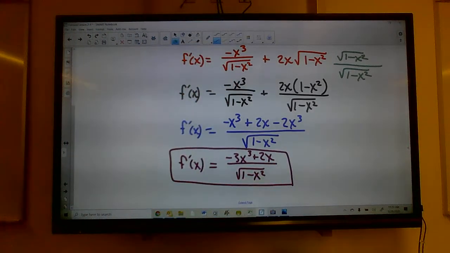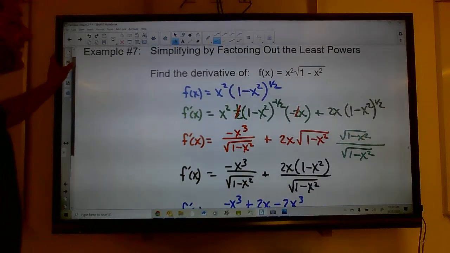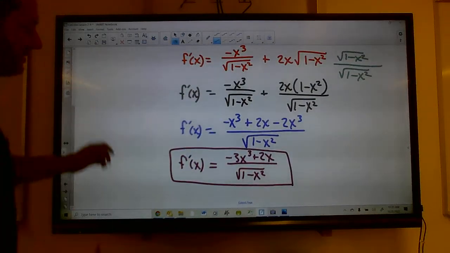Now I did all that algebra. I need to go back and make sure that I answered the question that they wanted me to answer. So it just said find the derivative. There's the derivative. I'm done.